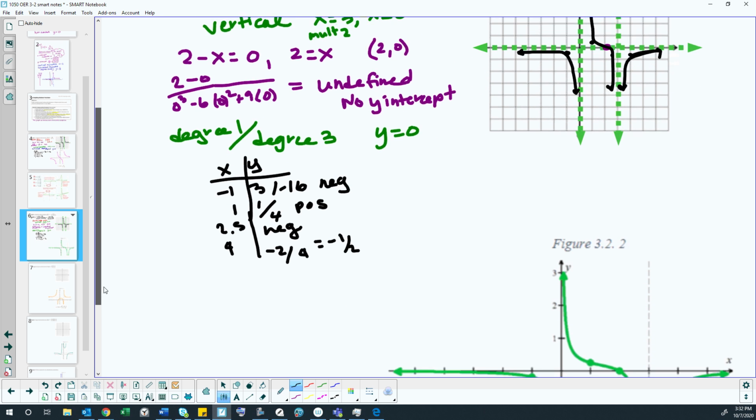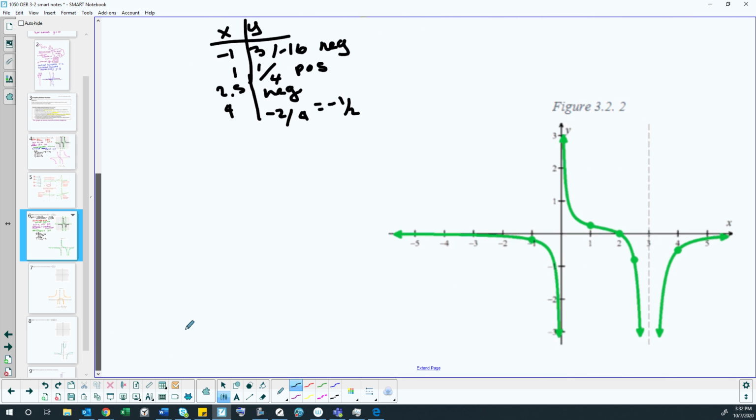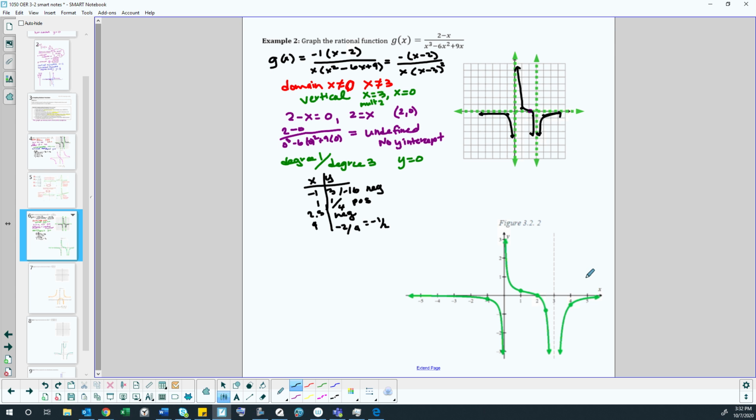Okay, let's check that with the graph from the graphing technology. I'm going to go ahead and make this full screen. Looks pretty good to me.